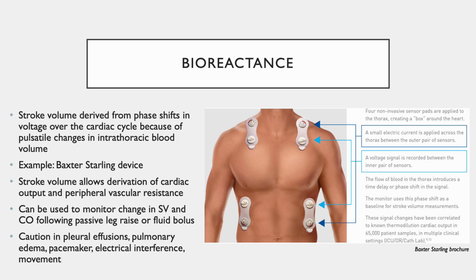Bioreactance technology has gained quite a bit of traction in recent times. It makes use of voltage phase shifts over a cardiac cycle because of pulsatile changes in intrathoracic blood volume to determine cardiac output. Fluid responsiveness can be determined by evaluating changes in stroke volume following a passive leg raise or fluid bolus, but importantly, conditions that affect the intrathoracic volume, like pleural effusions, pulmonary edema, or things that may affect electrical signals like pacemakers, electrical interference and movements are possible caveats when utilizing such technology.